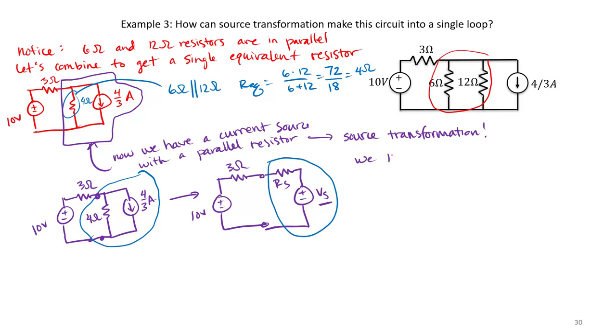So notice we know that our parallel resistance is 4 ohms. What's our parallel current, IP? Notice the source is pointing downwards. So if you want, you could also consider this if you prefer to have the current source upright. Let's just call it negative 4/3 amps here, so that we can replace it with the voltage source in the correct orientation.